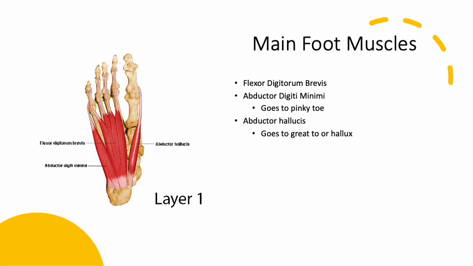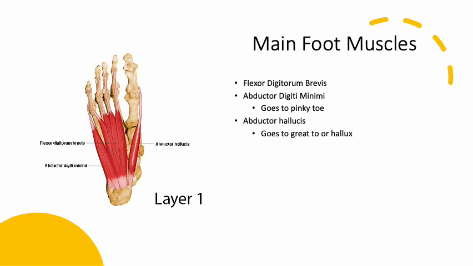And remember, digit minimi means like pinky, right? So the abductor digiti minimi is going to be the one on the pinky toe. And then you have the abductor hallucis, which goes to the hallux. And if you guys remember when we talked about foot bones, the hallux is your great toe. So this one is going to be the muscle that allows you to abduct, or move away from. So like moving your big toe away from the rest of your foot. This is going to be the abductor hallucis, which goes on the outside of your big toe.